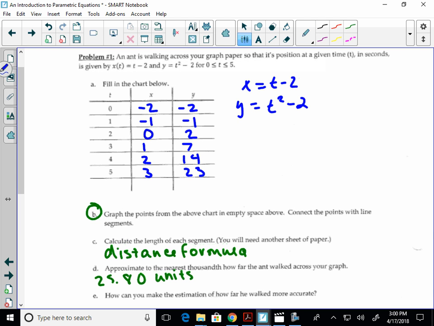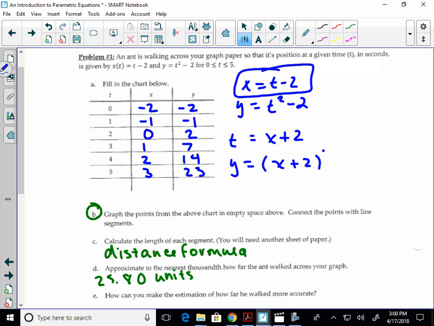So in order to do that, we are going to solve for t in one of these two equations. Well, it's easiest to solve for t in that equation, so we have t equals x plus 2. After we solve for t, we're going to take that and plug it into the other equation. That's y equals (x plus 2) quantity squared minus 2. Is it a parabola? Yeah, that's vertex form for a parabola.